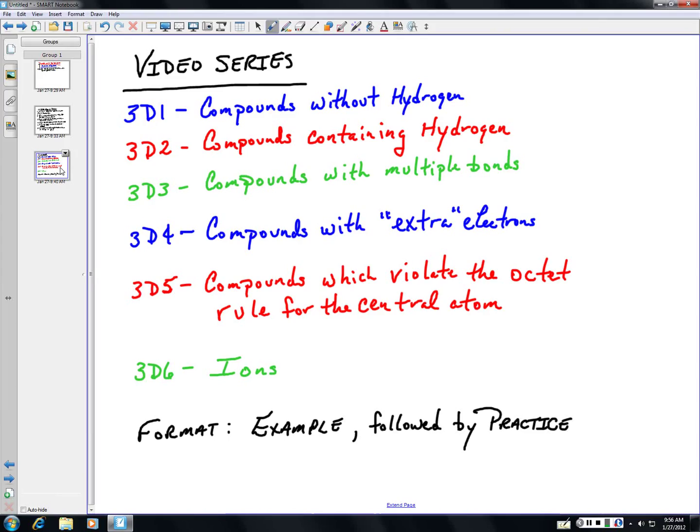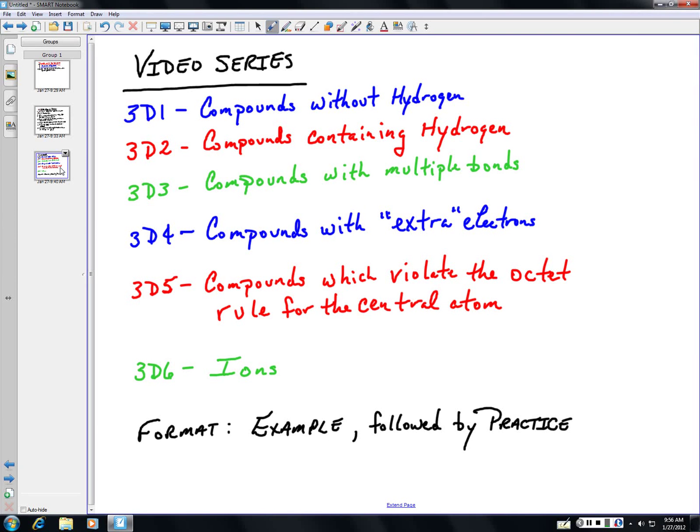3D3 is going to cover compounds that have multiple bonds. Again, we may have come up and said we need 4 bonds, but when we've assigned single bonds, we've only used 3, so we've got to look at where the multiple bonds are going to go. 3D4, compounds with extra electrons. Those will be compounds in which we've assigned octets to every atom on the outside, and we've got extra ones, or we still have available electrons that need to be assigned, so we're going to have to put those on the central atom in pairs.